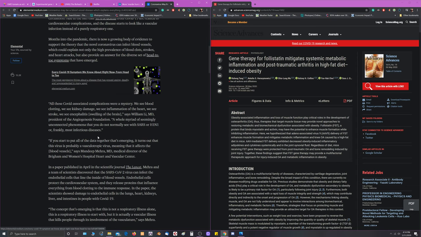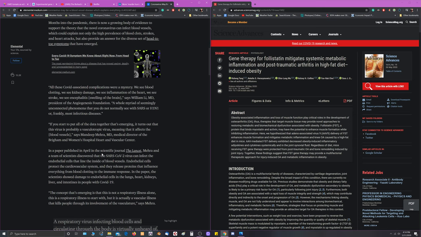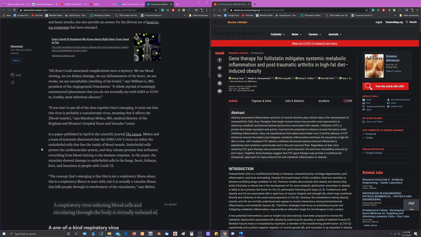If you start to put all of the data together that's emerging, it turns out that this virus is probably a vasculotropic virus, meaning that it affects the blood vessels, says Mandeep Mehra, MD, medical director of the Brigham and Women's Hospital Heart and Vascular Center. In a paper published in April in the scientific journal The Lancet, Mehra and a team of scientists discovered that the SARS-CoV-2 virus can infect the endothelial cells that line the inside of blood vessels. Endothelial cells protect the cardiovascular system, and they release proteins that influence everything from blood clotting to the immune response. In the paper, the scientists showed damage to endothelial cells in lungs, hearts, kidney, and intestines in people with COVID-19.